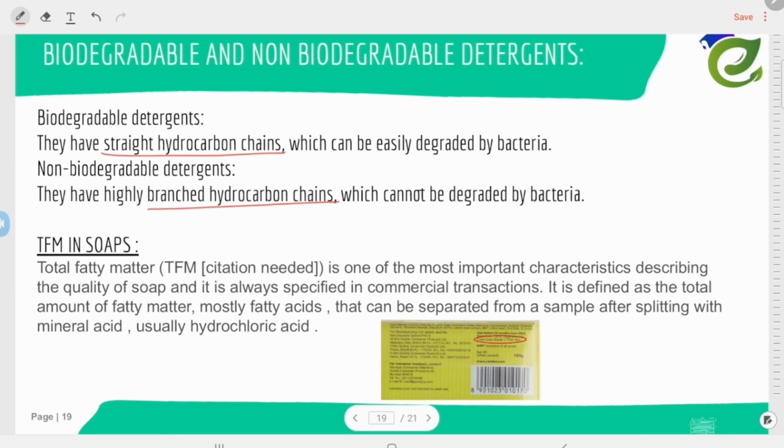What is TFM? Total fatty matter is one of the most important characteristics describing the quality of soap. If the TFM is more, the quality of the soap is more. Bathing soaps have around 70 to 80%. And if we see all the soap boxes, we have the TFM written on it. This is defined as the total amount of fatty matter, mostly fatty acids, that can be separated from a sample after splitting with mineral acids.